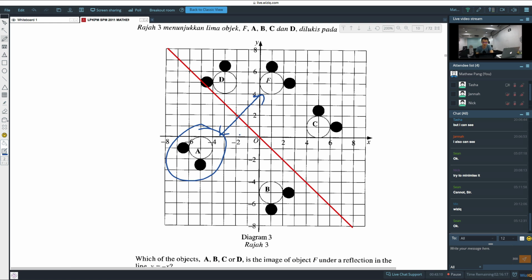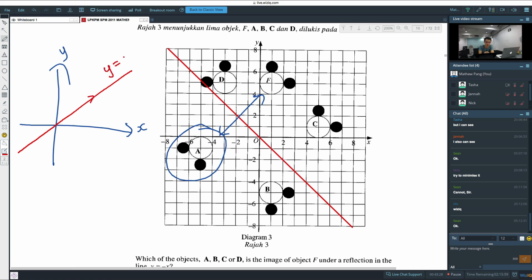So you have to understand the name of the line. If this is the x-axis and this is the y-axis, and you have one line that cuts the x-axis and y-axis into 45 degrees, this line we call y equals x. If on the other side, this line we call y equals negative x. Please remember the equation.